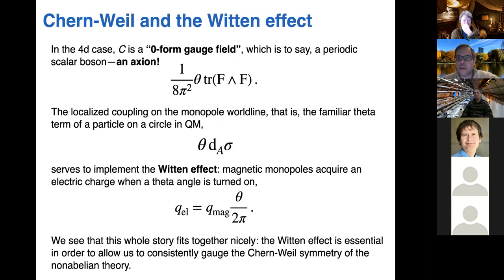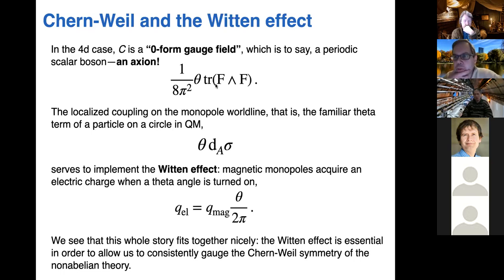And so if we didn't have that localized degree of freedom, we wouldn't be able to make sense of the story. And that localized degree of freedom also plays a role in another familiar physical phenomenon, which is the Witten effect, which is that if I turn on some background value of theta coupled to trace F wedge F, then I shift the charges in the theory so that my magnetic monopole becomes a dion whose electric charge is proportional to its magnetic charge and to theta. And this theta, you can think of it as an axion from the 4D point of view, some background axion that I turned on.